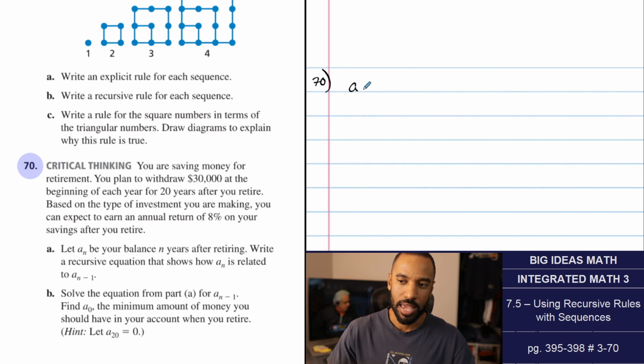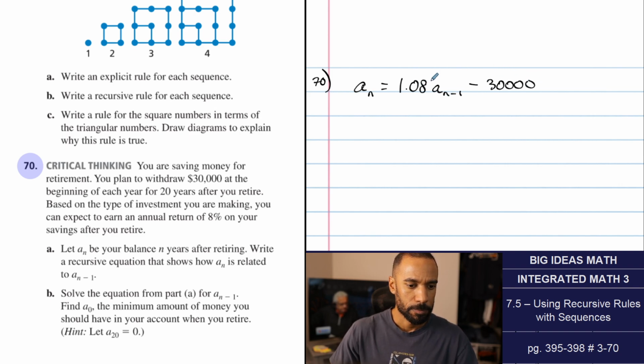So it sounds like you have a first term of 30,000. Wait, no, you're withdrawing 30,000. What's your first term? They don't really give you, oh, they just said based on A sub n minus 1. Okay, so they don't give you a first term. So write a recursive rule. We're going to be able to add 8% each year after retirement, but we are going to withdraw 30,000 each year after retirement as well. I think that's my part A.